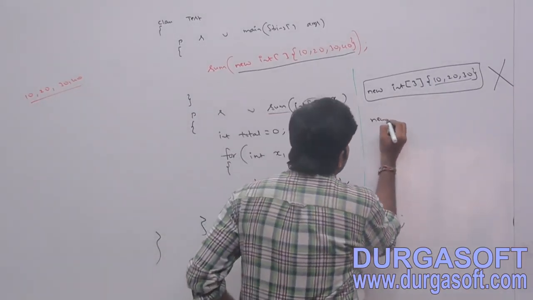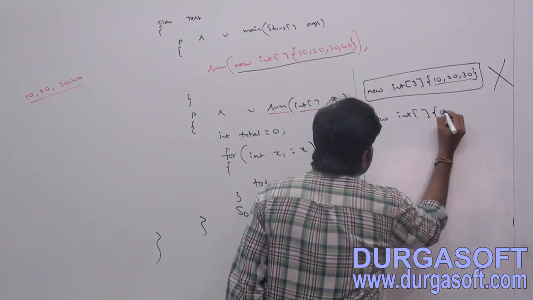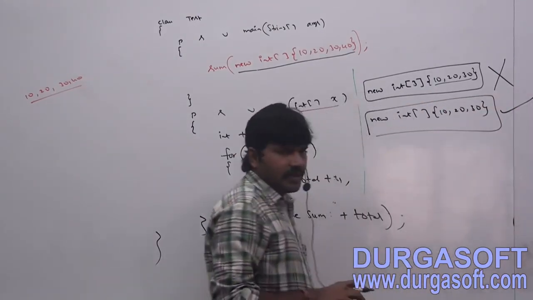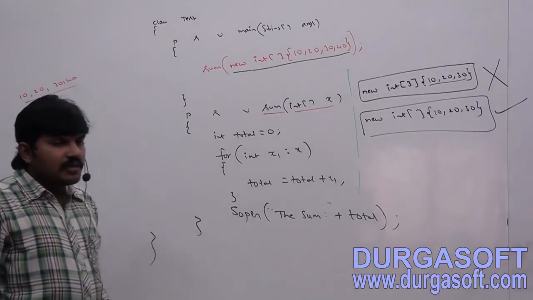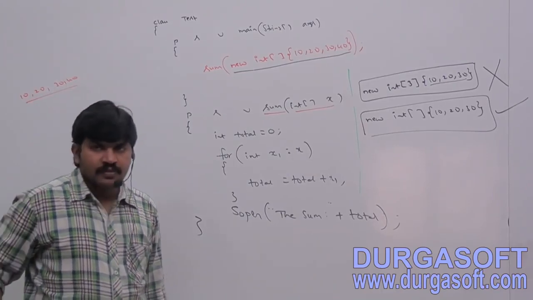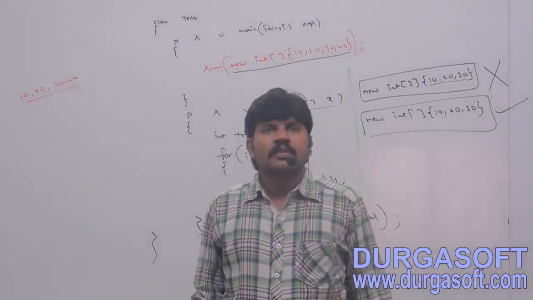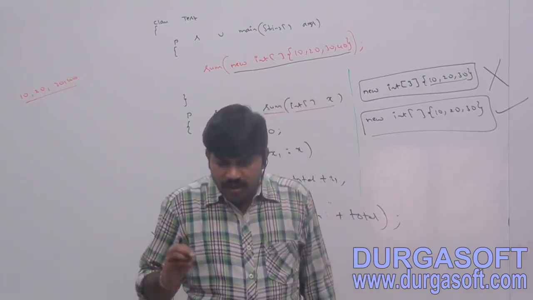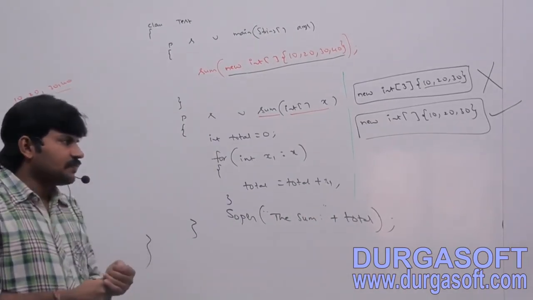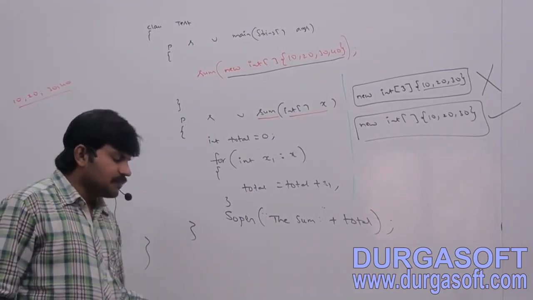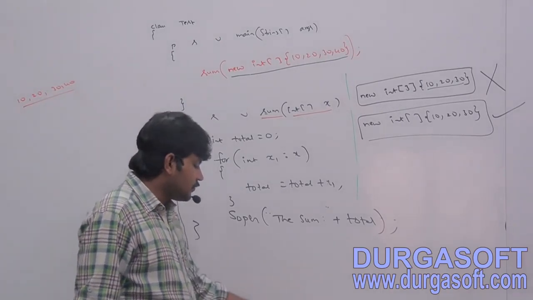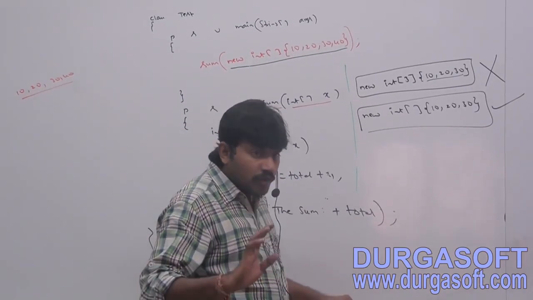Sir, can you tell, is it valid or not? New int array 10, 20, 30. This one is perfectly valid. Observe the point: while creating anonymous arrays, we can't specify the size. Otherwise, we will get a compile time error.